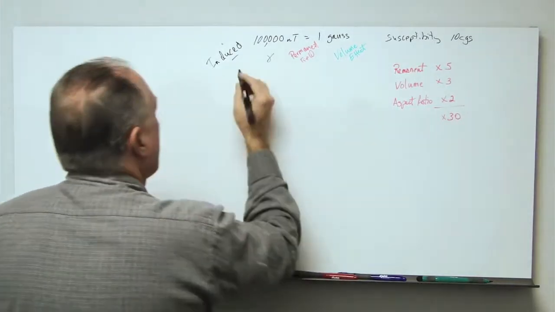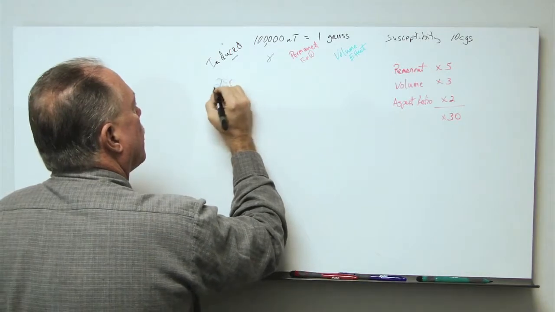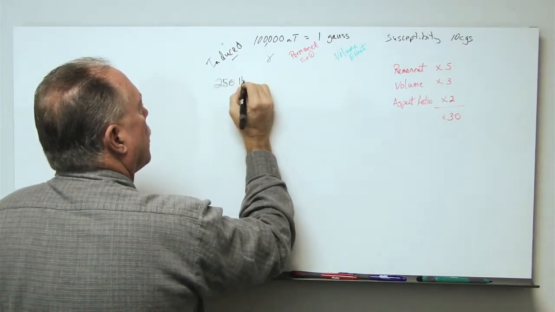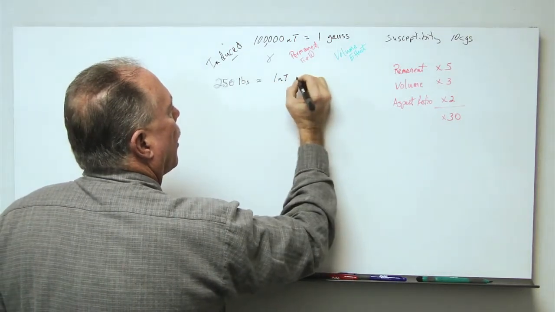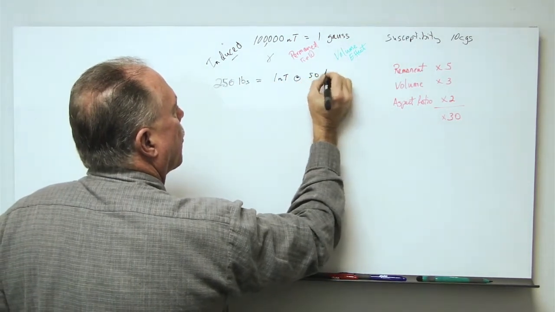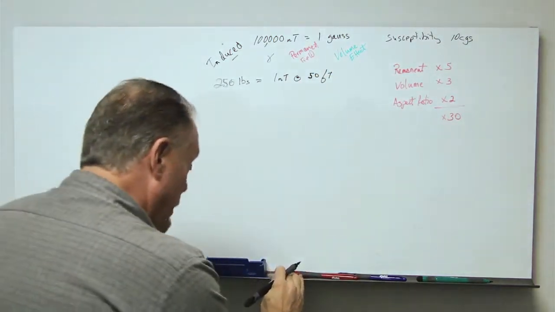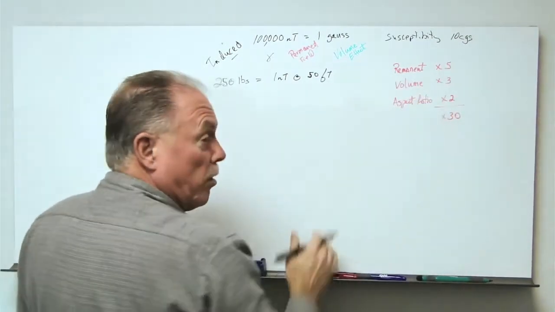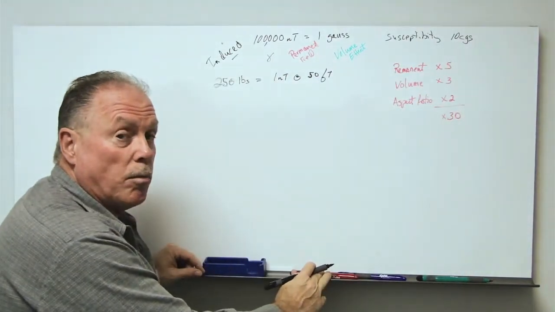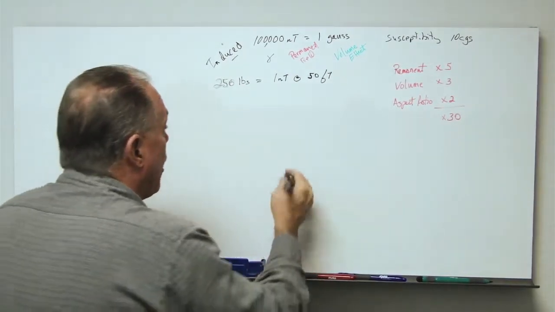So, 250 pounds equals 1 nanotesla at 50 feet. Now, what we want to remember as we're doing this is that we might actually be able to see quite a bit larger signal from this anomaly that we're working with.